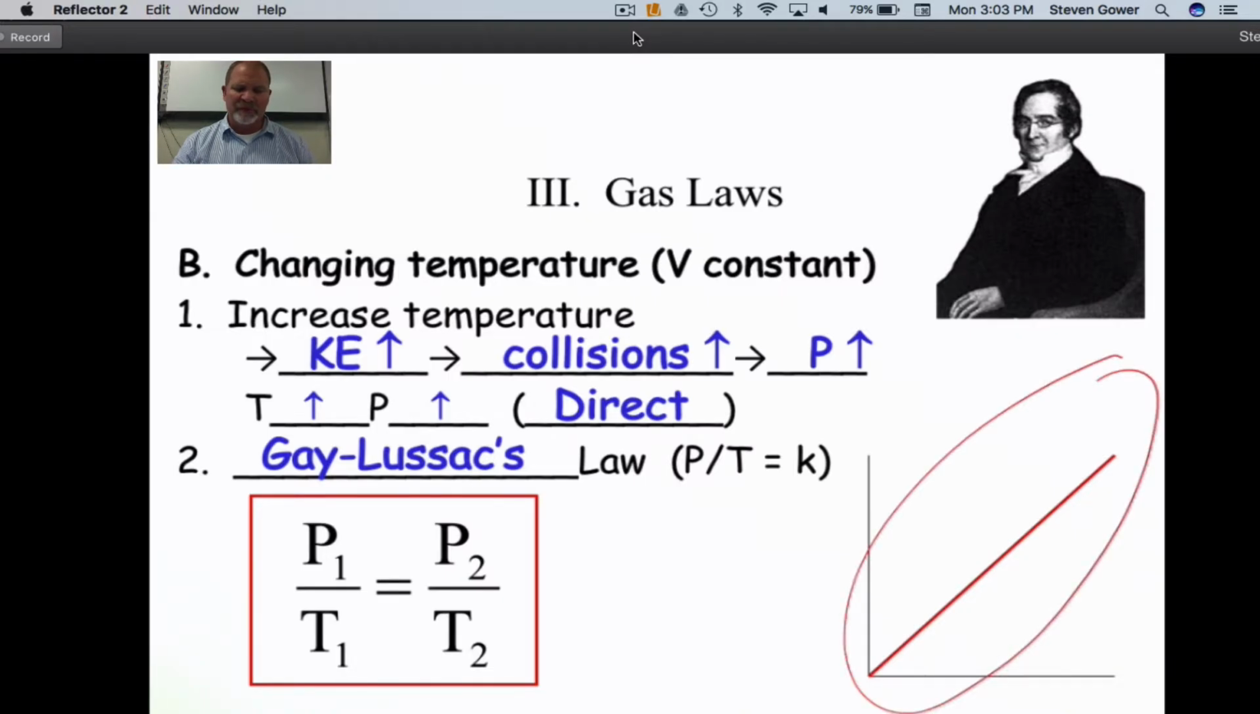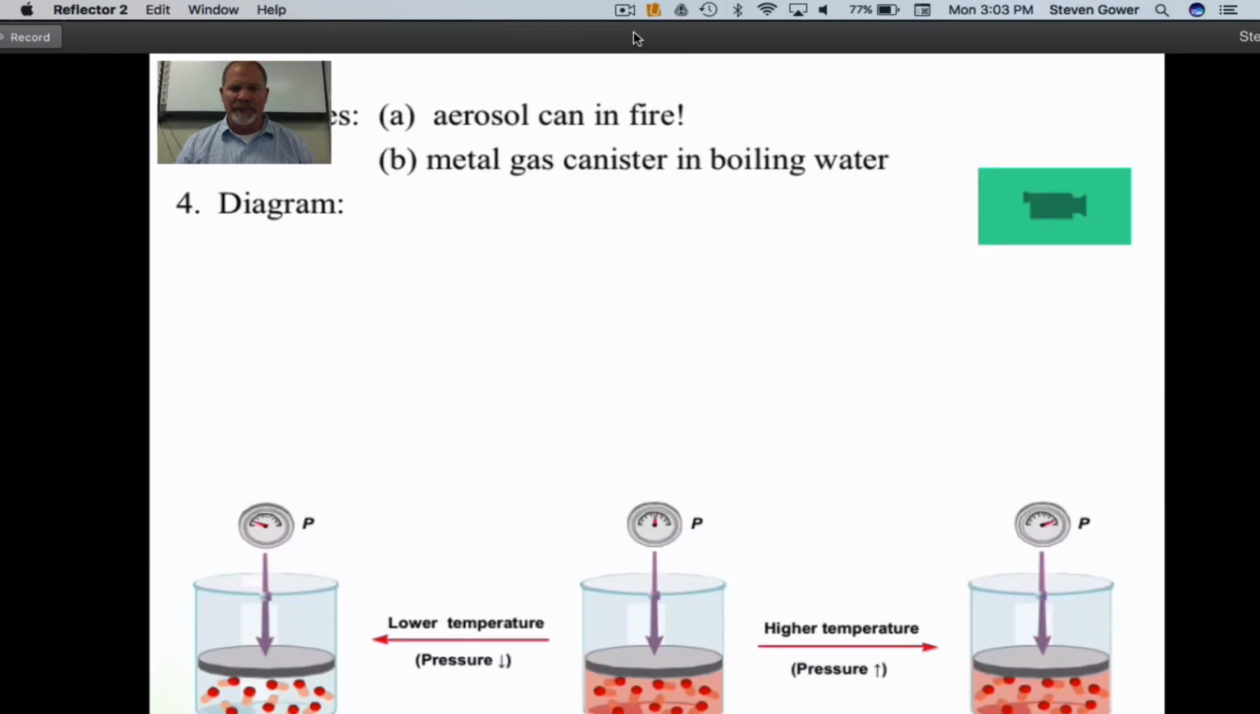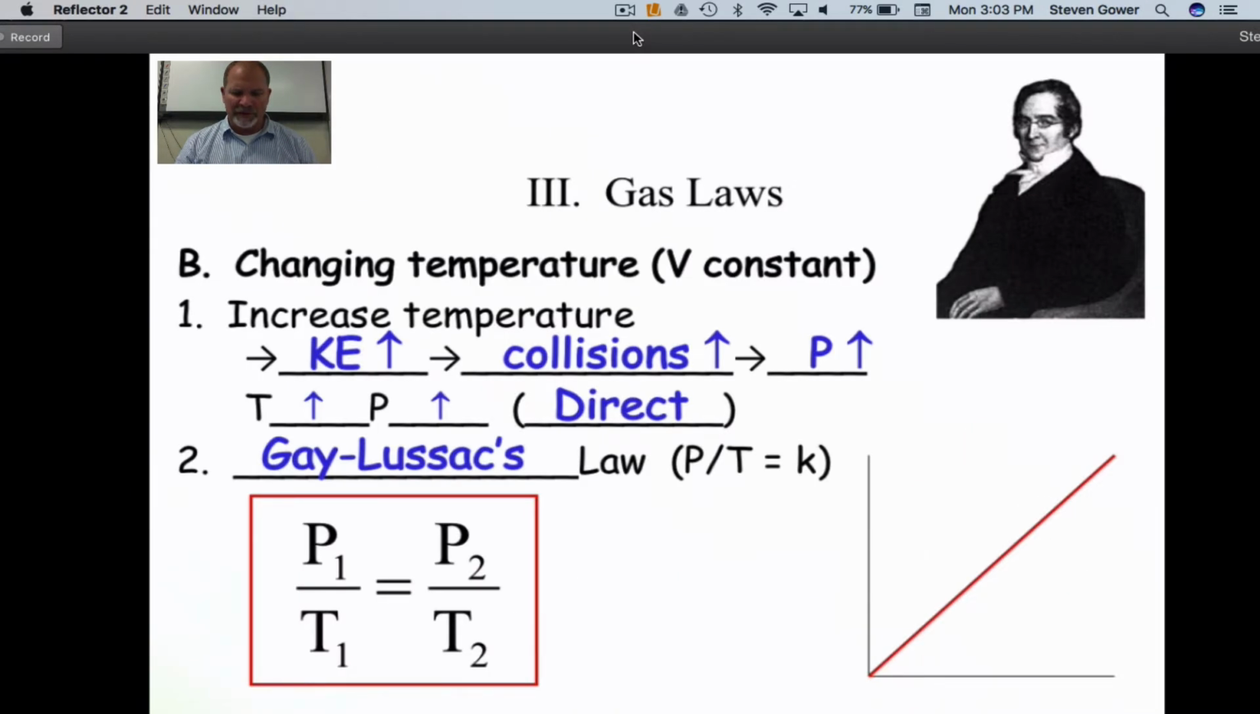So this one is P1 over T1 equals P2 over T2. Know that equation. Also, really quick, we know that P divided by T equals K, so they're going to increase and decrease together proportionally, and so their answer will always be equal to the same value K, which is a constant.